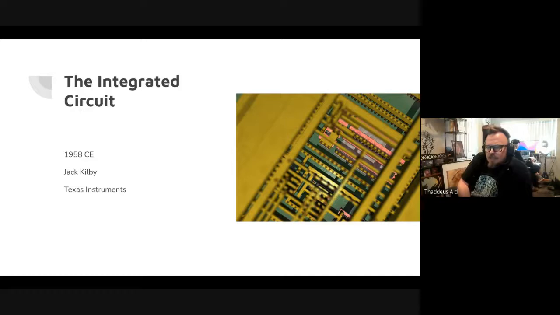1958, Jack Kilby at Texas Instruments invents the integrated circuit. So instead of having to solder together a whole bunch of transistors in a line, which gets really weird at that point, why don't we just build all these transistors onto a single board? We can just print it out. It'll be fabulous, and it was fabulous. And the integrated circuit we still use, we still love, and it just keeps getting better and better.